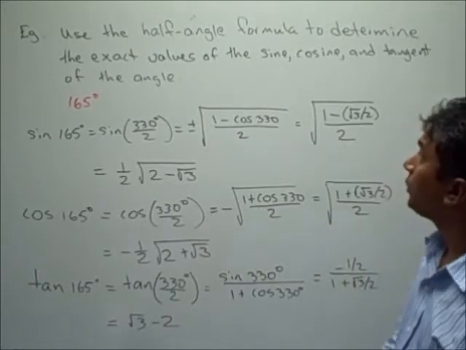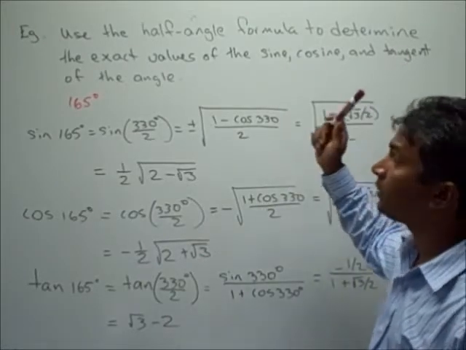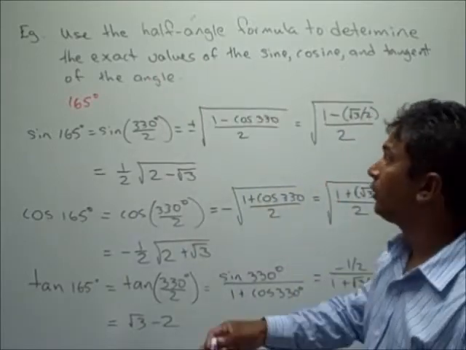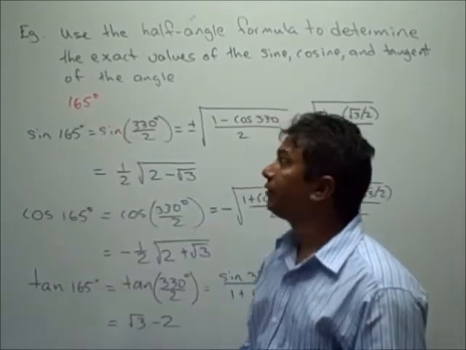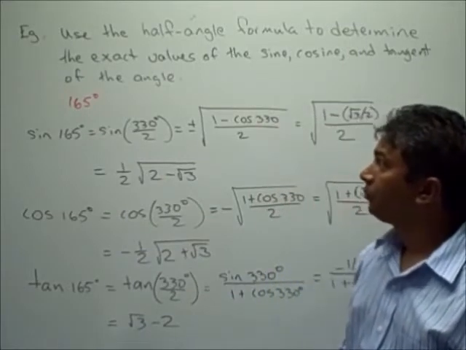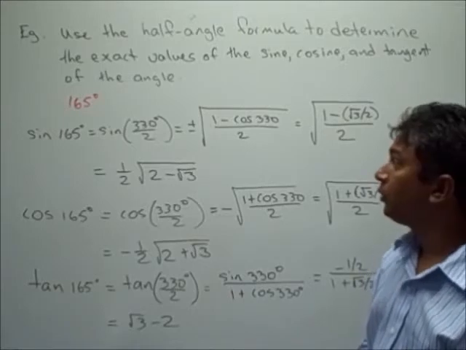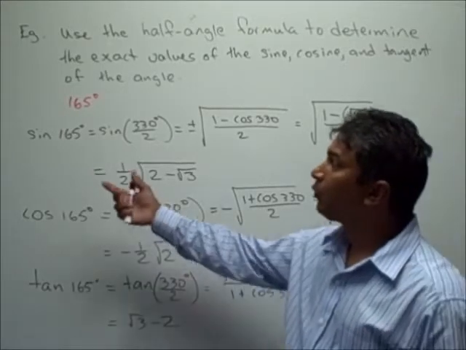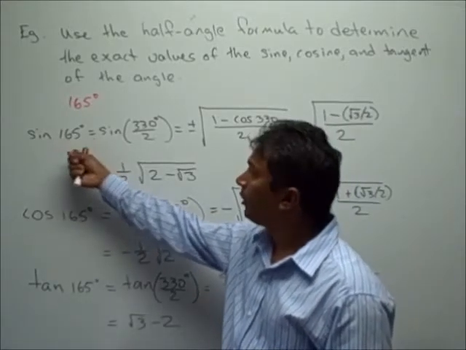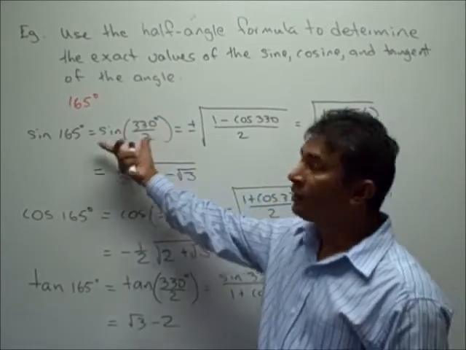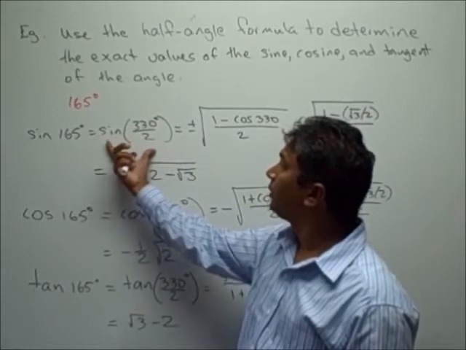In this example, we're going to use our half angle formula to determine the exact value of the sine, cosine, and tangent of the angle 165 degrees. Now 165 degrees is not one of our special angles on our unit circle, but we can rewrite 165 as 330 degrees over 2. So now this gives us our half angle identity.